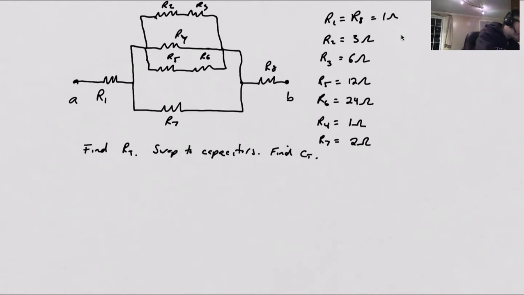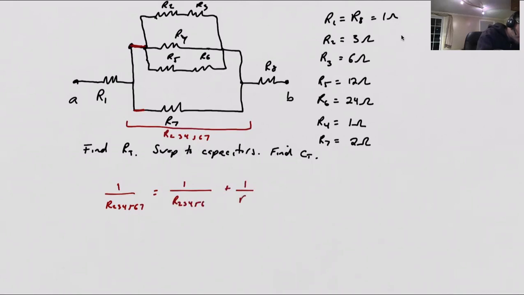When we realize that this mess that I'm going to highlight here in red is in parallel with this mess, we're really saying that this entire piece that I'm highlighting in red could be replaced with a resistor R2, 3, 4, 5, 6, 7. And how do we get it? 1 over R2, 3, 4, 5, 6, 7 is really 1 over the top mess, which we called R2, 3, 4, 5, 6, plus 1 over R7.